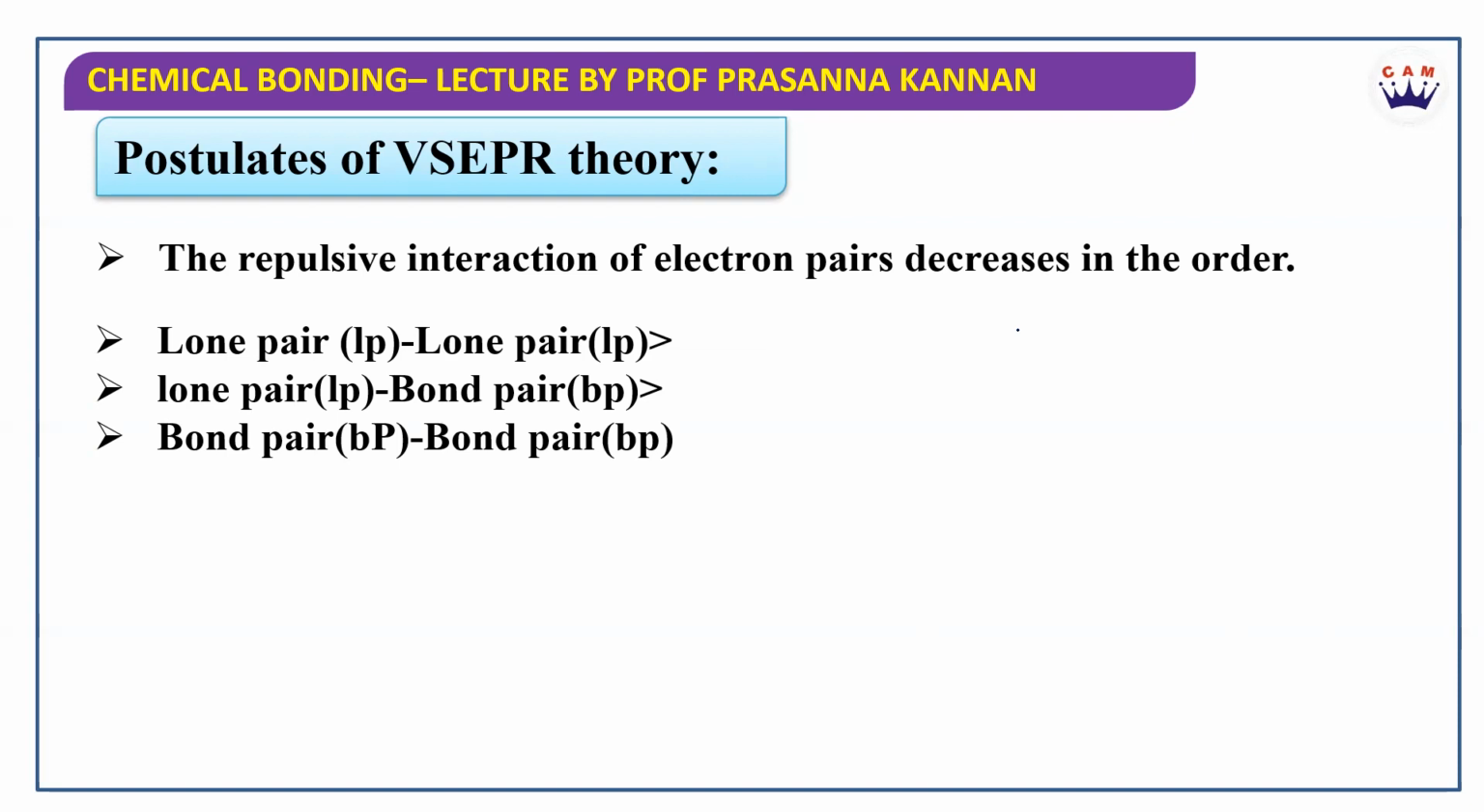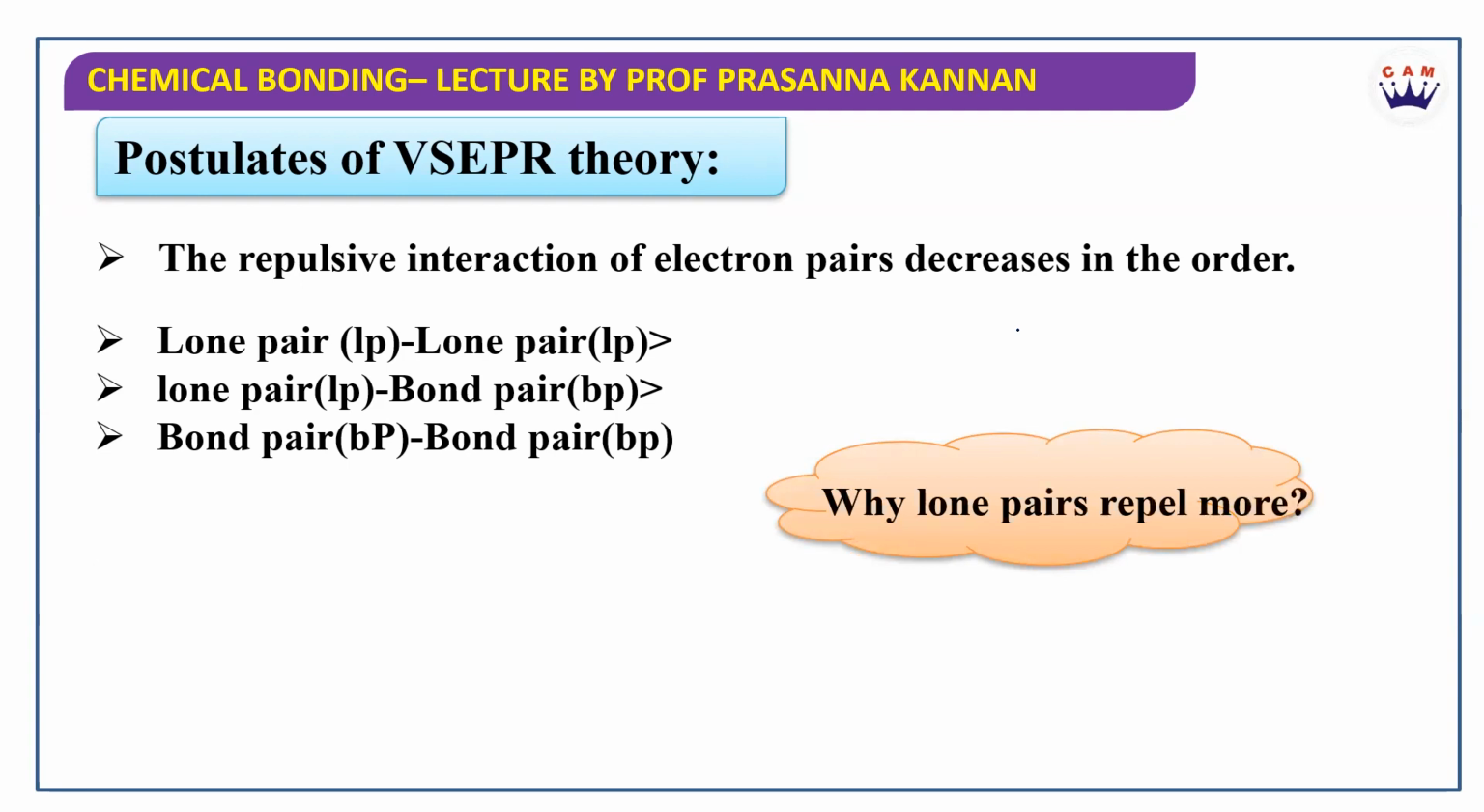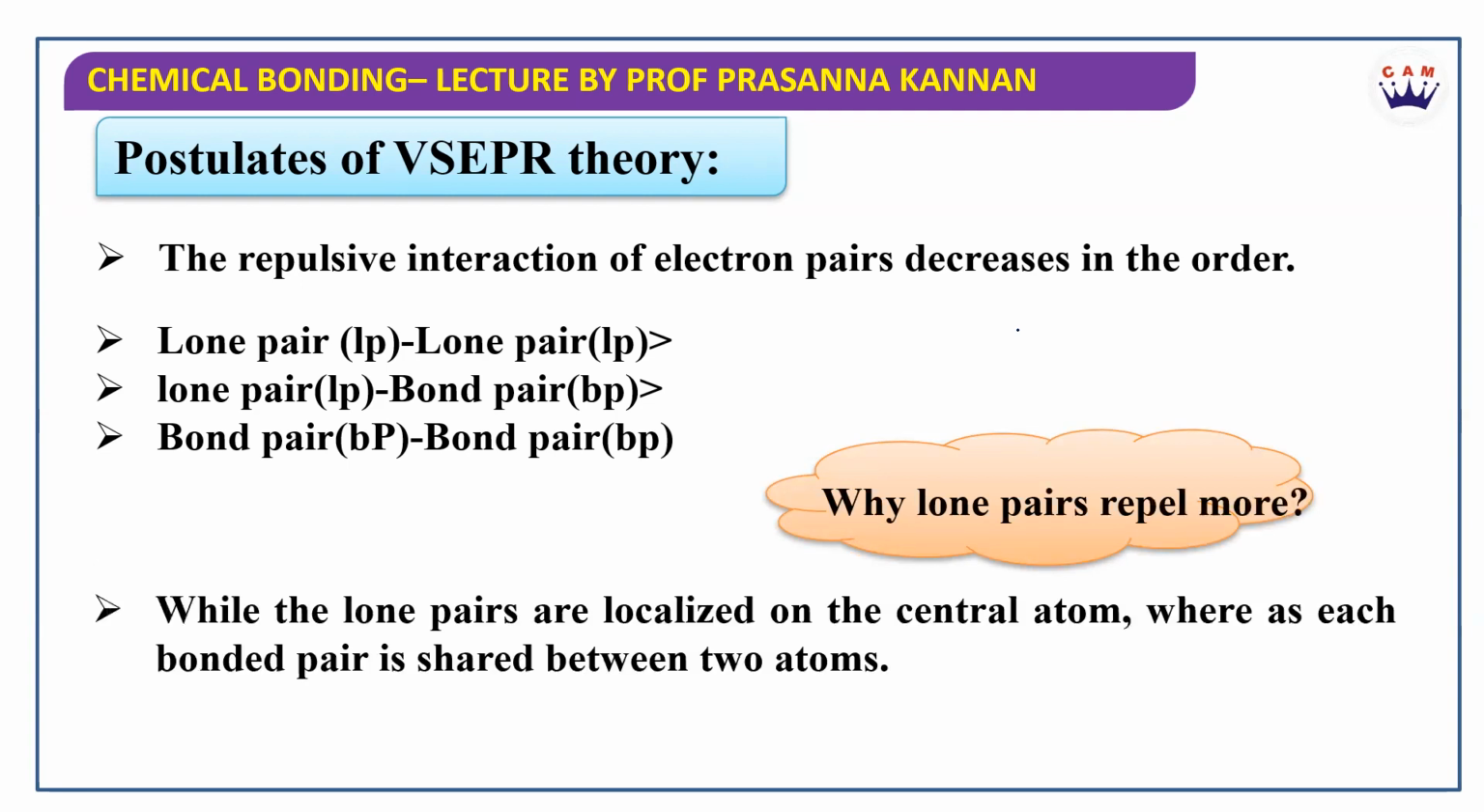One simple explanation why lone pair shows more repulsion is because a lone pair belongs to only one of the participating atoms, whereas your bonded pair of electrons belongs to what? Both the participating atoms. Therefore, they are stabilized because of both the nuclei. They have attractive force from both the nuclei. So why do lone pairs repel more? Because lone pairs are localized on the central atom, whereas your bonded pair is shared between 2 atoms. 2 nuclei are influencing, not necessarily 2. Sometimes you have a polyatomic molecule, then many more nuclei are going to impact those electrons.